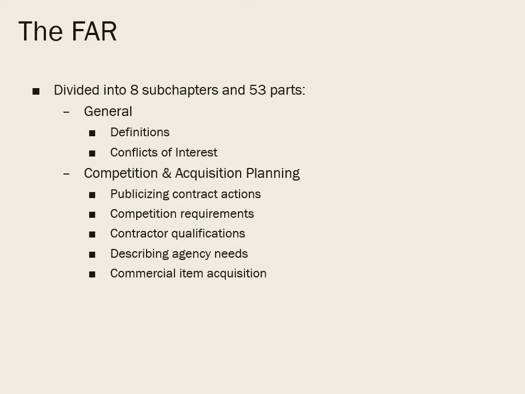The FAR is divided into 8 subchapters and 53 parts. I'm not going to bore you by reading all of these slides. You can pause the lecture and take a look. But I'm going to highlight some of these. The FAR covers conflicts of interest, which is incredibly important for the purposes of transparency. We don't want to revert to a system where contracting officers are awarding contracts to their friends and families or to their own businesses. And although not governed by the FAR, many states have similar procurement regulations that prohibit financial and other conflicts of interest.